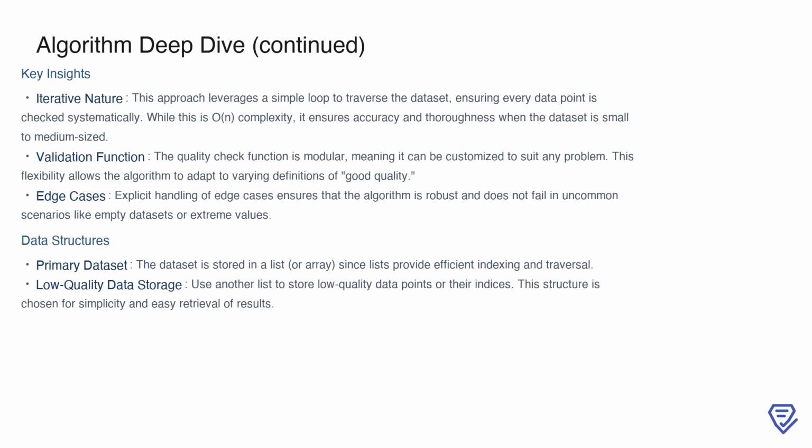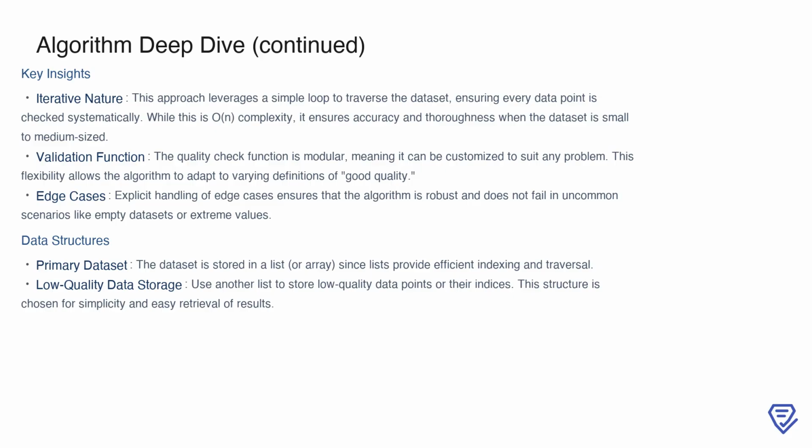This algorithm relies on an iterative approach, utilizing a loop to methodically traverse the dataset and validate each data point. While the complexity is O(n), this approach is efficient and ensures every element is accounted for, especially when dealing with small to medium-sized datasets. A key strength of this method lies in its modular validation function.